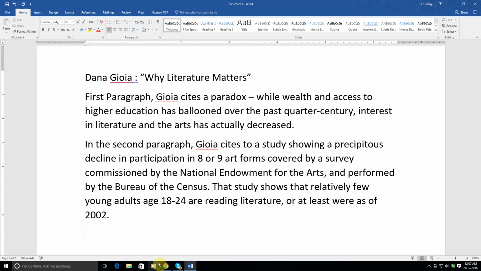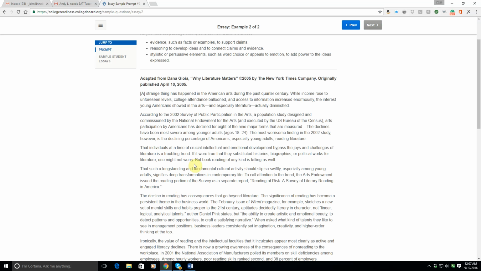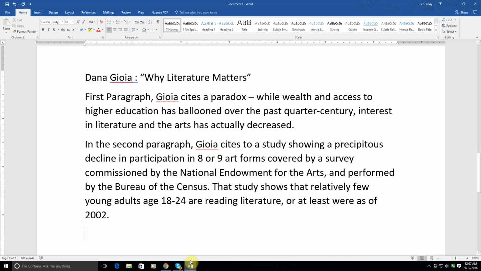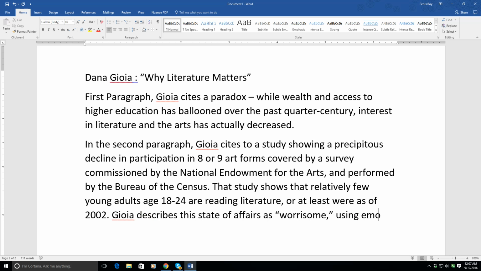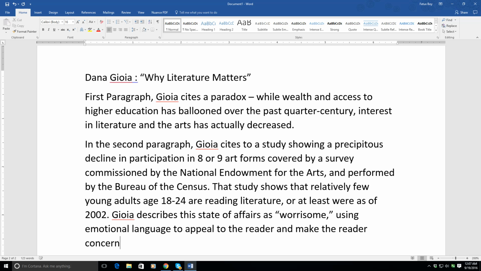So let's go on to the third paragraph. All right. Actually, let's finish the second paragraph. Describes this state of affairs as worrisome, using emotional language to appeal to the reader. Make the reader concerned about these study results.